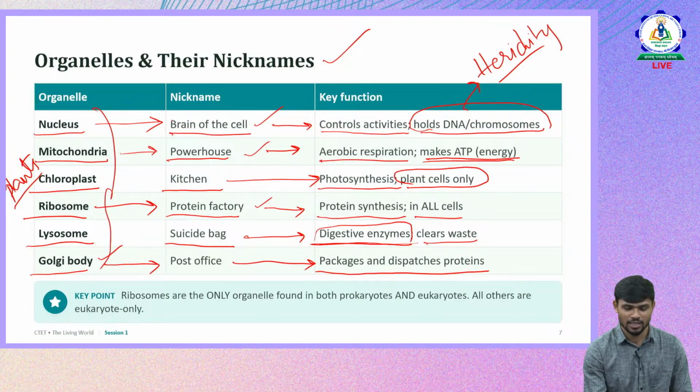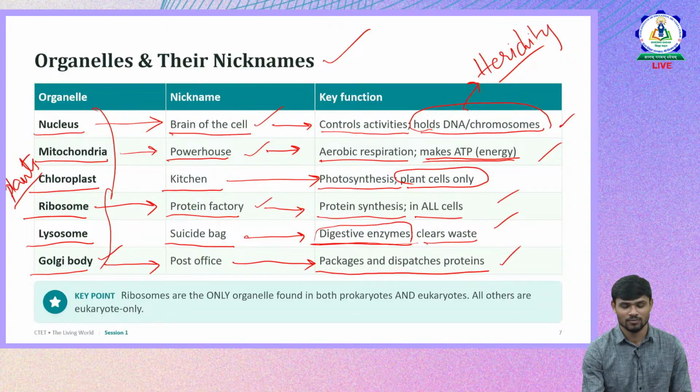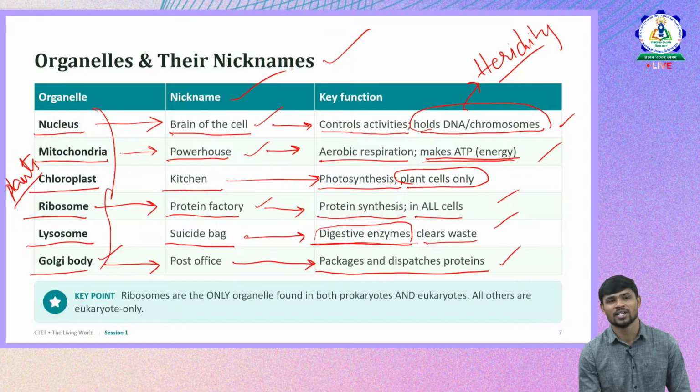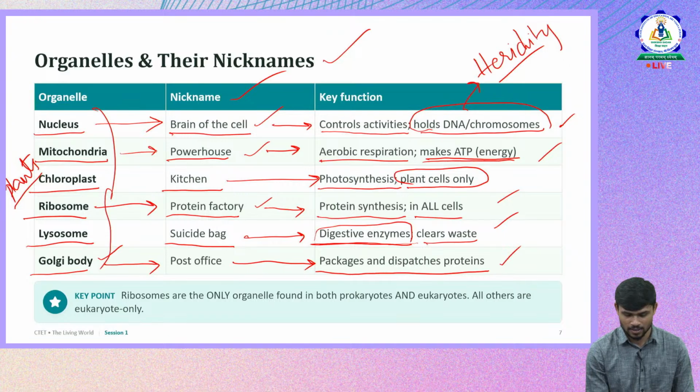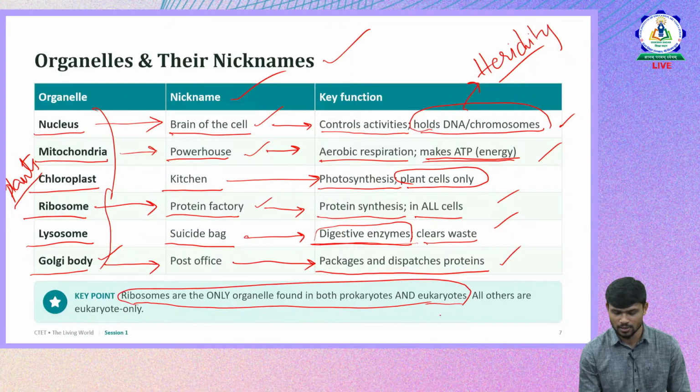So these are their nicknames, and these are the functions. All of you must remember these things, because questions will be based on this information only, mostly factual, asking the function of organelles and calling them by their nicknames and asking you to identify which one will be called the brain of the cell, which one will be called the kitchen of the cell, and so on. These kinds of questions will come with respect to organelles of the cell. Ribosomes are the only organelles found in both eukaryotes and prokaryotes. You must remember this fact also.